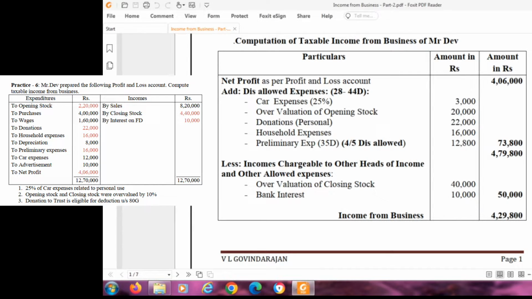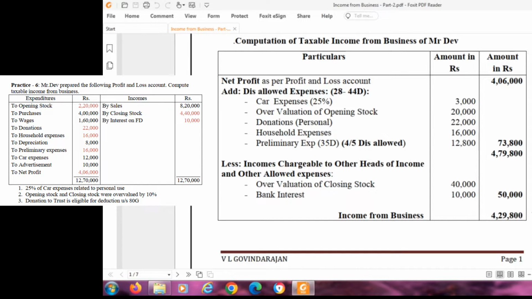Next, opening stock. Let me see the opening stock. How much was given? 2,20,000. Here, opening stock 2,20,000 was not valued at 100%. The accountant valued it at 110%. For 110%, 2,20,000 means what for 100%? So the actual opening stock will be 2 lakh, but the accountant entered 2,20,000. If we modify 2,20,000 to 2 lakh, the net profit will increase. So we have to add overvaluation of opening stock. Okay, only the difference, 20,000, we have to add.